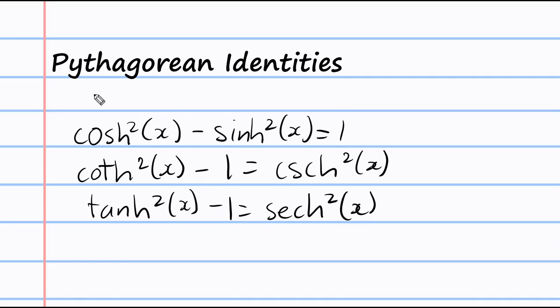So for this identity, what I like to remember is you just subtract the sinh squared x, right? So cosh squared x minus sinh squared x equals 1. And then for these two identities, I just like to memorize that you just switch the original trig function. So instead of being cosecant squared x minus 1, it becomes cotangent squared x minus 1 equals cosec squared x. And then tangent squared x minus 1 equals sec squared x.